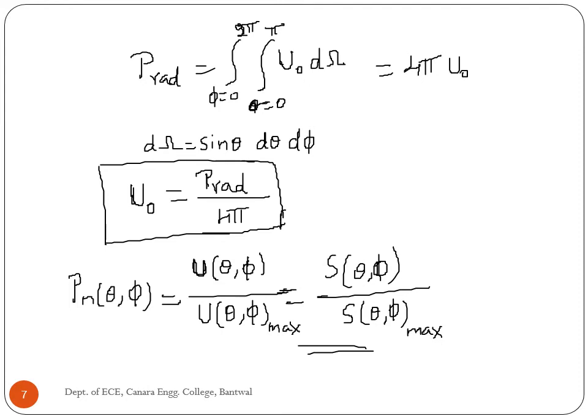Radiation intensity of the isotropic source is independent of theta and phi.